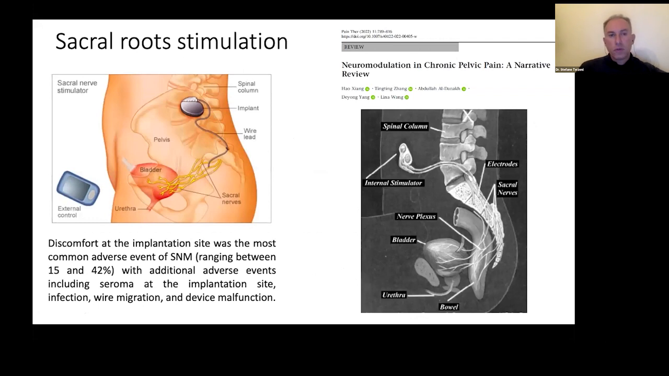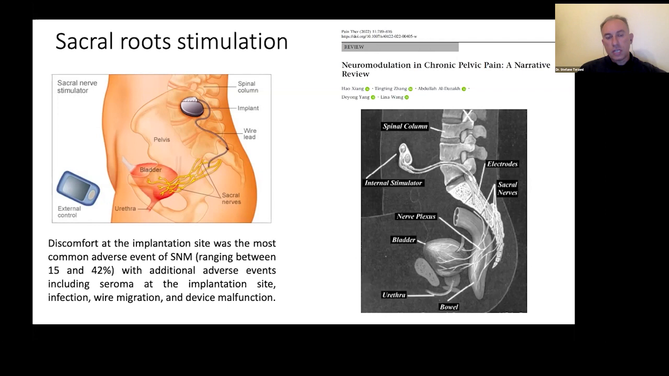What about sacral root stimulation? Well, we know that the anatomy of the pelvic floor is strictly related to the sacral roots for the characteristics of the innervation. Here we see in both this drawing and this radiological picture that sacral root stimulation can be done through an implanted device. It's quite common, actually.